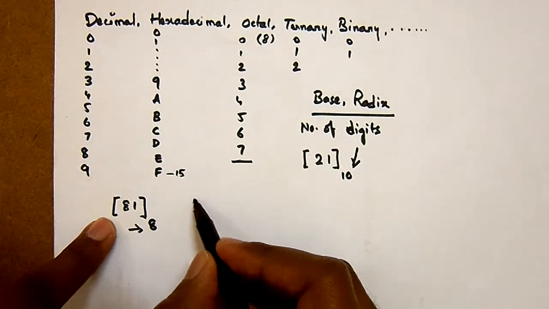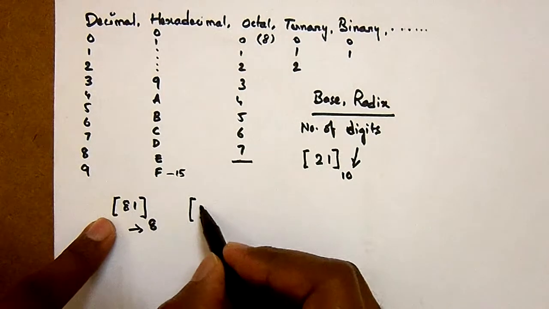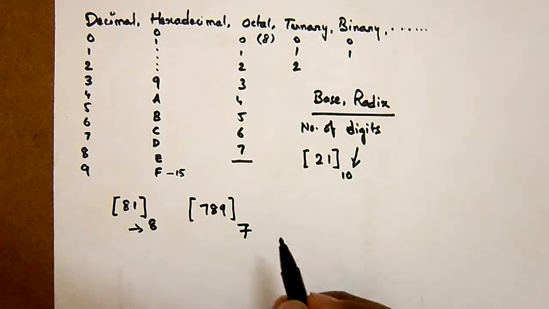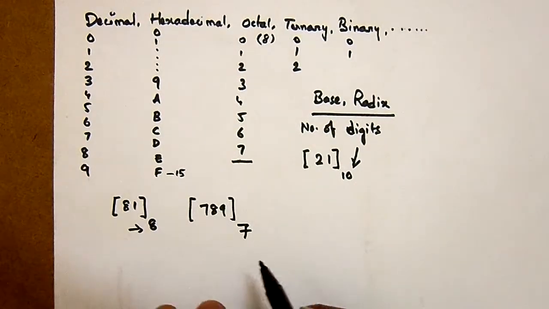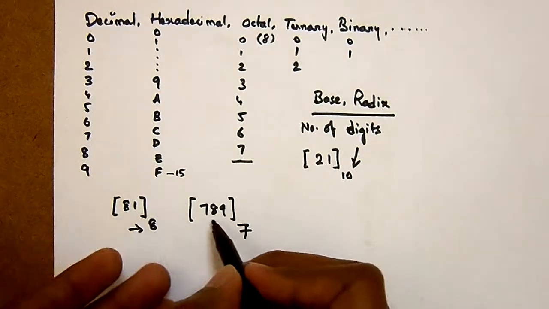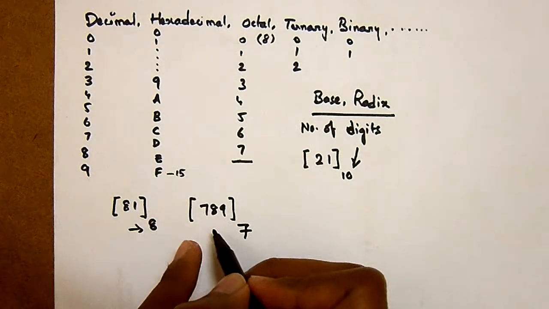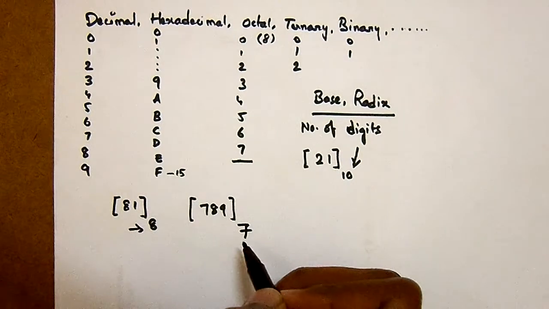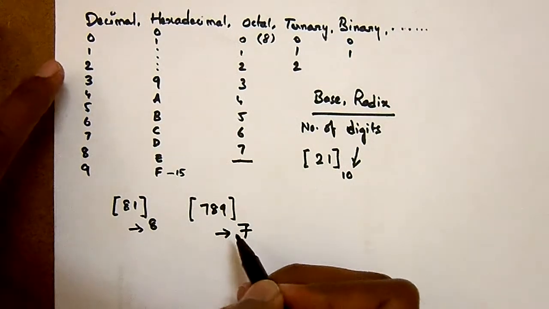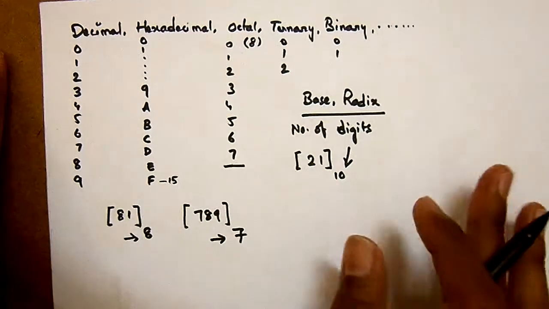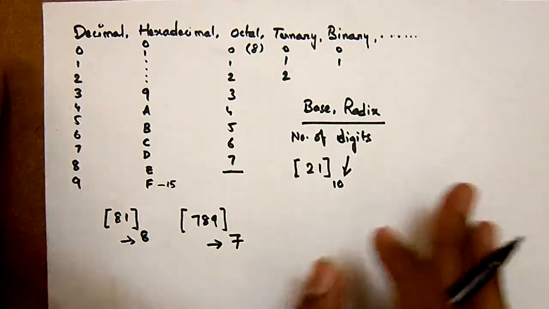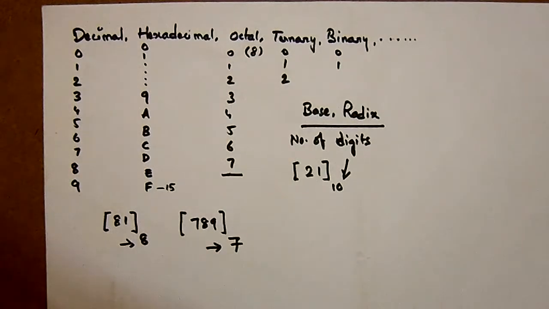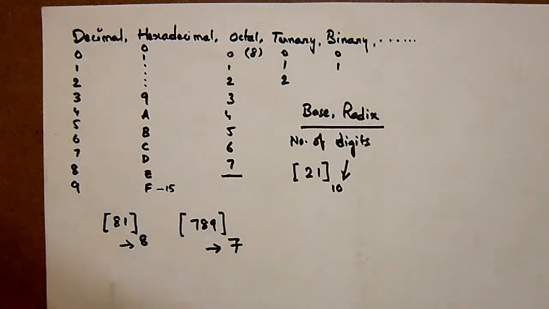Similarly, if we are using something like 789 to the base 7, so there are only 7 digits: 0, 1, 2, 3, 4, 5 and 6. So this is a wrong representation of the number system. Either the value representation is wrong or the radix is wrong. So this is how you should be able to figure out what exactly is a correct number representation and what exactly is not.